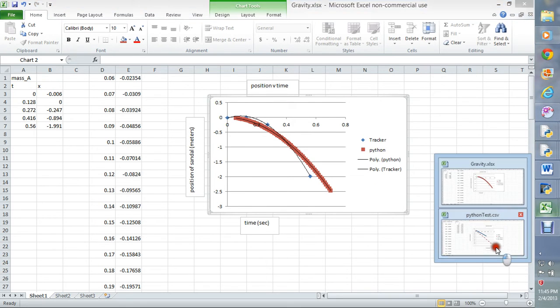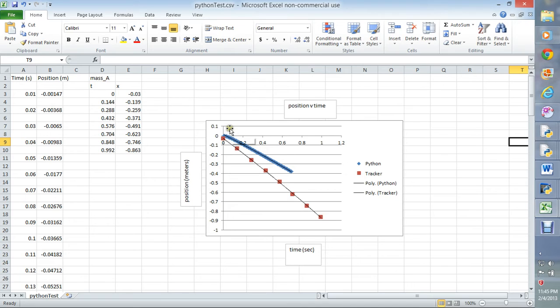Then I also put the Tracker and Python data of the piece of paper here. Again, there weren't very many frames per second, so the Python and the Tracker aren't very close to each other, but they're both still kind of linear because of the drag force on it, which ended up almost making the net force 0.